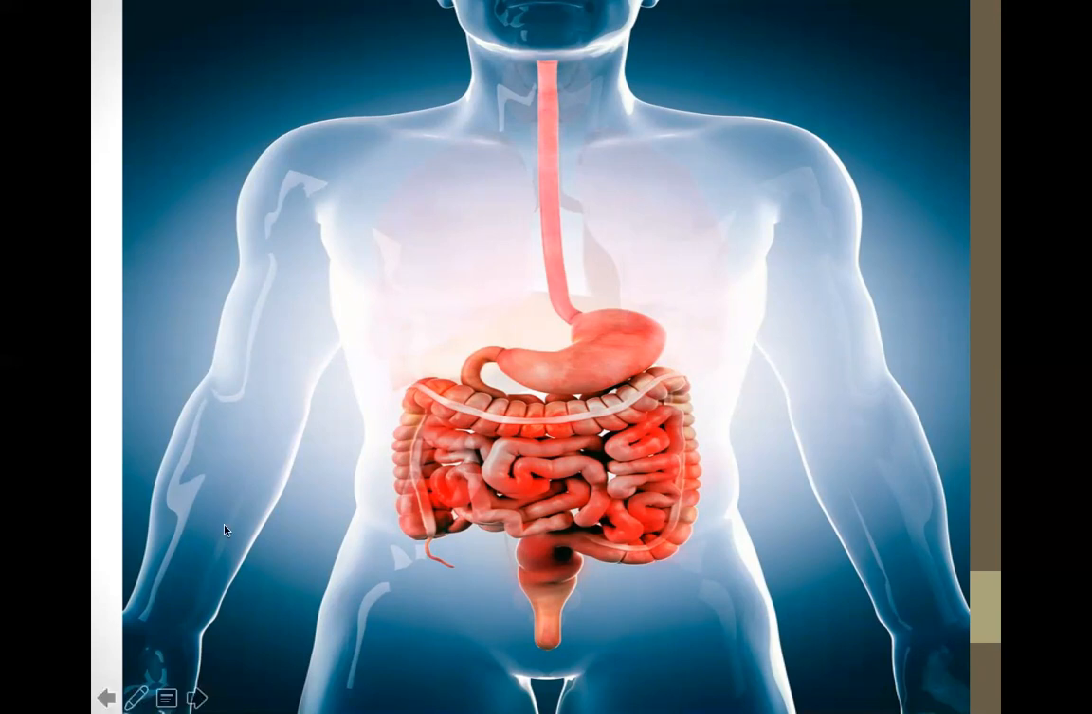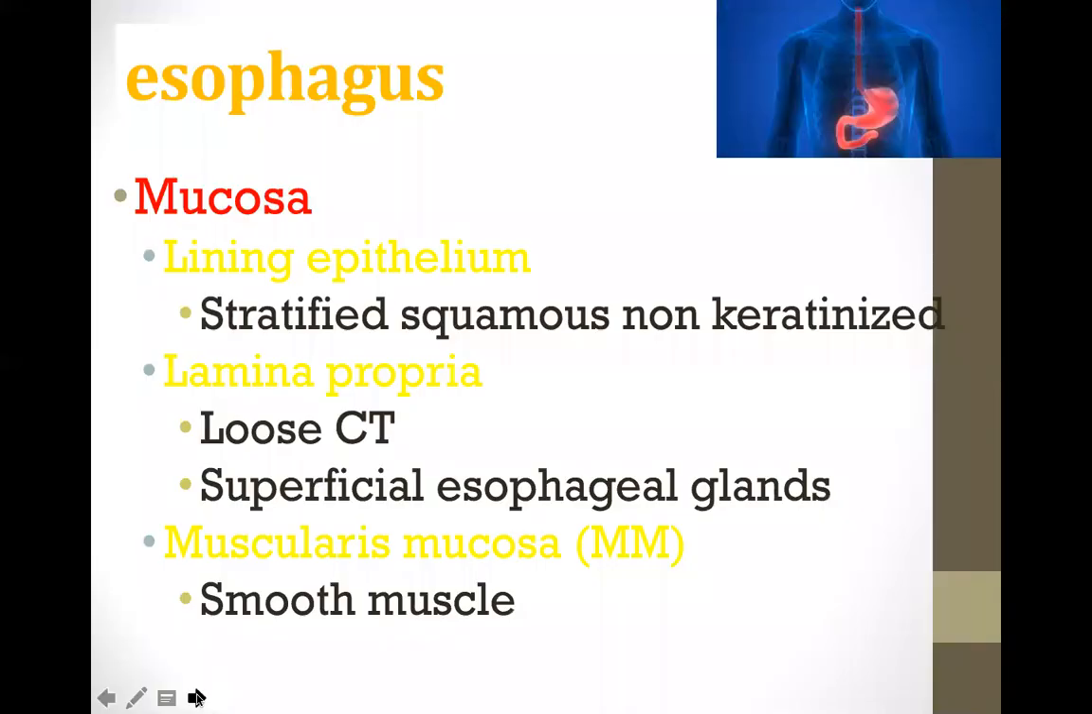Okay, so let's start with the esophagus. Okay, esophagus, its lining epithelium class is stratified squamous, non-cornified, or non-keratinized epithelium. At the lamina propria, you may find loose connective tissue, and as we all know, meron din siyang loose lymphatic tissue. And at the lamina propria of the esophagus, we call the esophageal glands as your superficial esophageal glands. Okay, your superficial esophageal glands. And the muscularis mucosa is composed of smooth muscle.